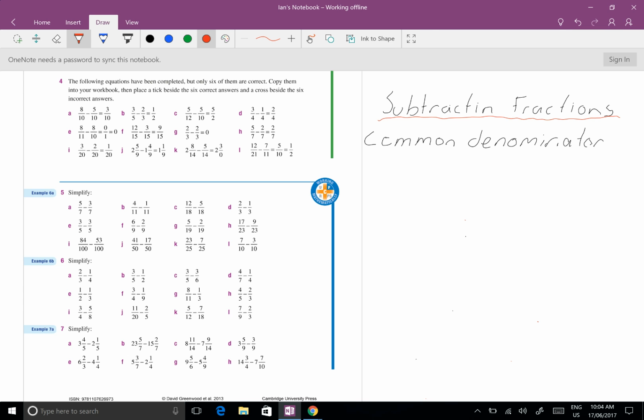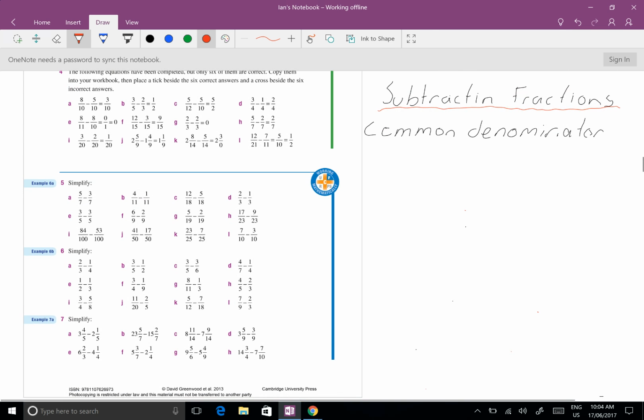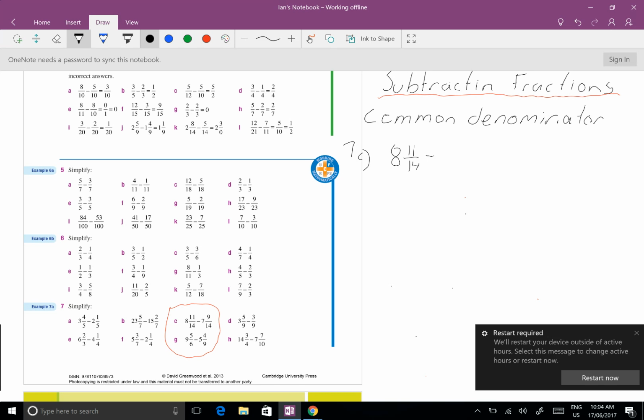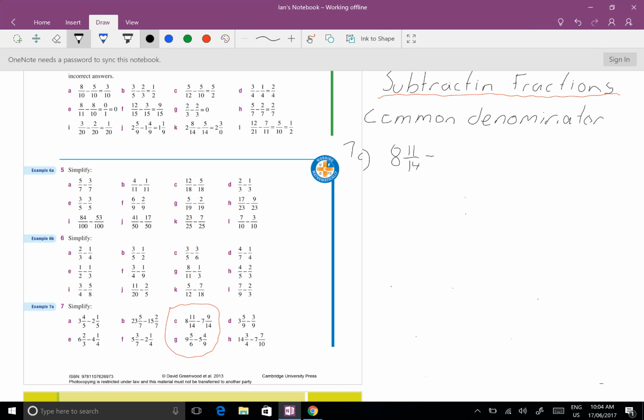Right, Year 7, about to do some more subtracting fractions, and we're going to look at mixed numerals now. So I'm going to look at exercise 6C, and we're going to look at question 7, and again I'm going to do the third column. So here we go, let's have a look at the first one. So 7C. So I've got 8 and 11 over 14 minus 7 and 9 on 14.